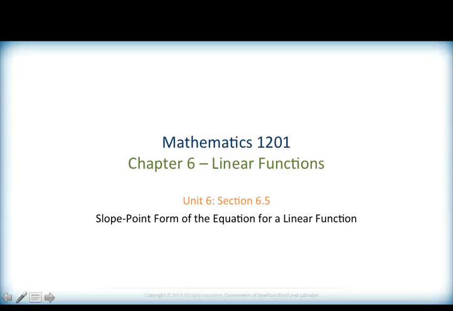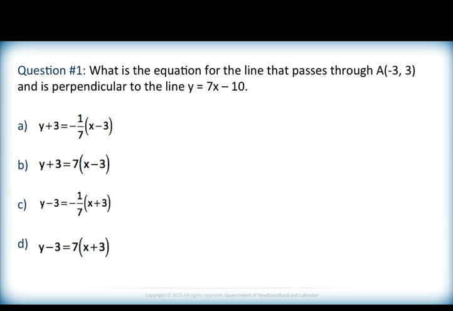In this lesson, we will look at questions from Unit 6, Section 6.5, slope point form of the equation for a linear function. Question 1. What is the equation for the line that passes through the point -3 and 3 and is perpendicular to the line y equals 7x subtract 10?